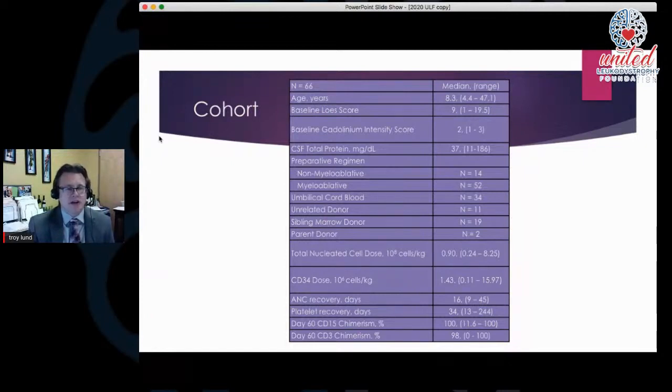Many went through a myeloablative transplant. Some went through what we call reduced intensity type transplant. The donor sources for this set of data, the stem cells, come from the umbilical cord blood, an unrelated donor, or a sibling donor. And once in a while, we might use a parent as a donor if we cannot have good matching. And then the cell doses are given here.